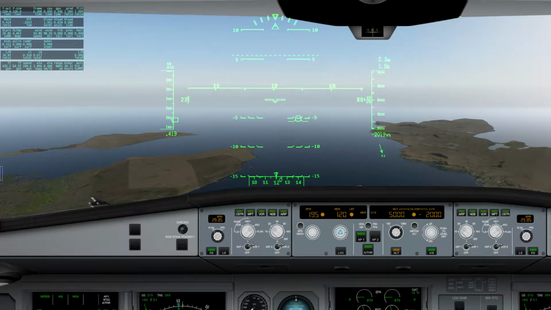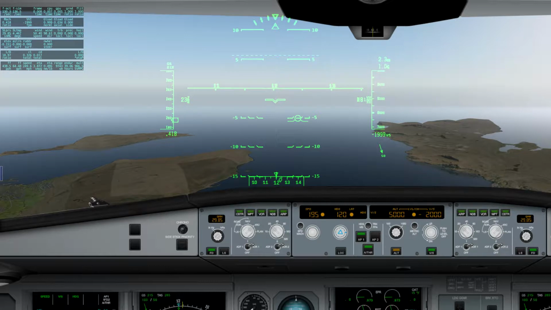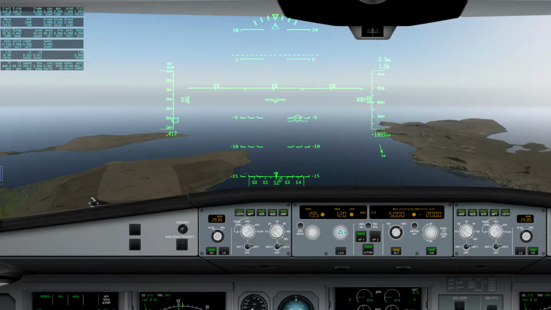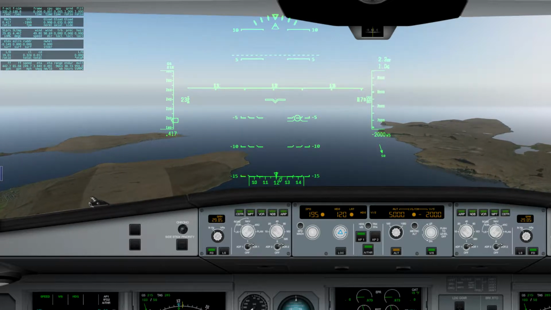What this means is that you have to be aware of the fact that the angle of attack in some situations will be higher than the flight path vector would suggest, or the difference between the attitude indicator and the flight path vector would suggest.